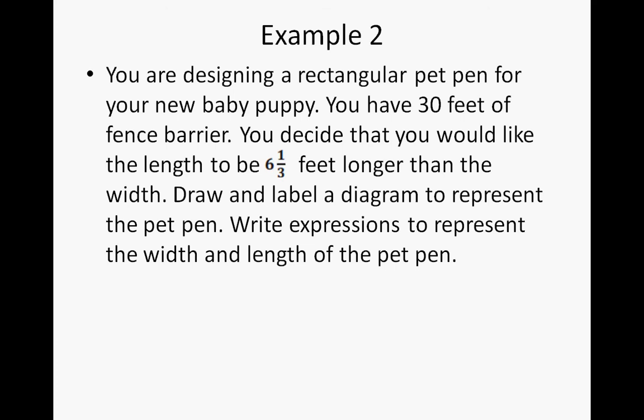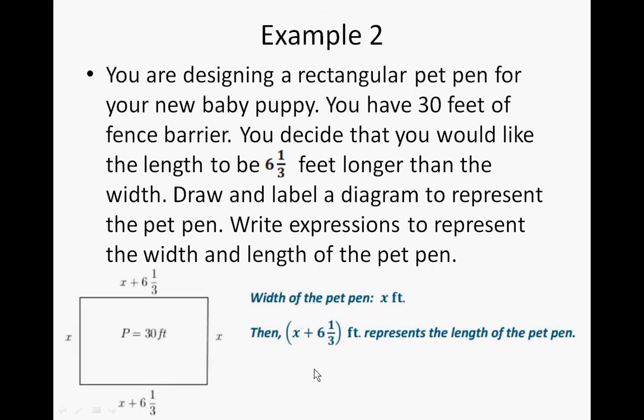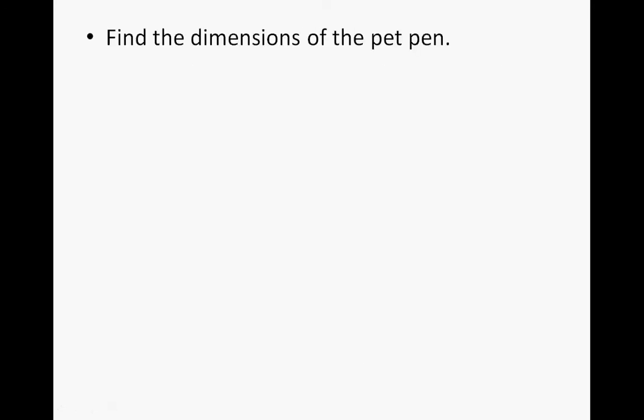So here is where drawing a diagram would be very, very helpful. If we know that the pen is going to be 30 feet all the way around, we know that the width is going to be some number and that the length of the pen is going to be 6 1/3 feet longer than the width. So here's where we can use a variable to represent the width, and then the length is represented by the width plus the additional feet. So find the dimensions of the pet pen.